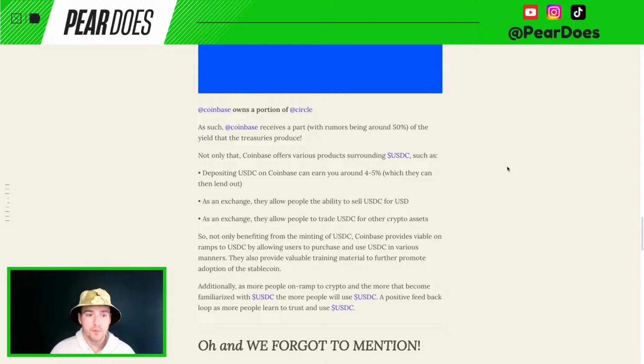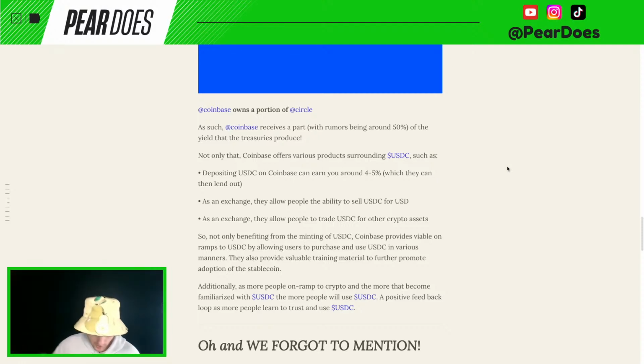So not only does Coinbase benefit from the minting of USDC, Coinbase provides viable on-ramps to USDC by allowing users to purchase and use USDC in various manners. They also provide valuable training material to further promote adoption of the stablecoin. Additionally, as more people on-ramp to crypto and the more that become familiarized with USDC, the more people will use USDC. Again, this positive feedback loop. The more people that use USDC, the more people that borrow in USDC, the more treasuries that are bought, the more yield that is able to be garnered by high yield treasuries.